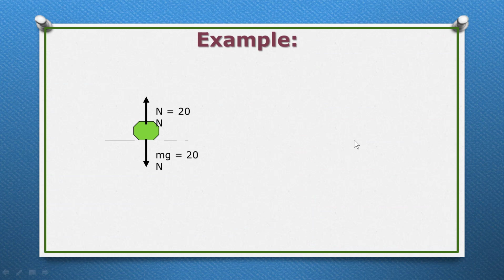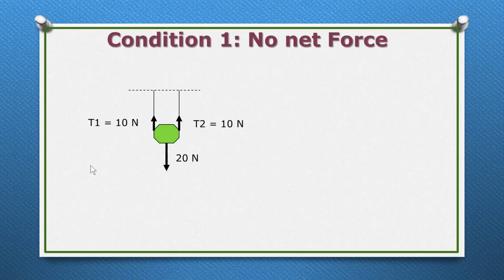For example, we have this body which is placed over here. We have weight W equal to mg, which is 20 newtons, and normal force, again 20 newtons. So both forces are equal and opposite to each other. They will cancel the effect of each other, and the body will be in a state of static equilibrium because it is at rest.